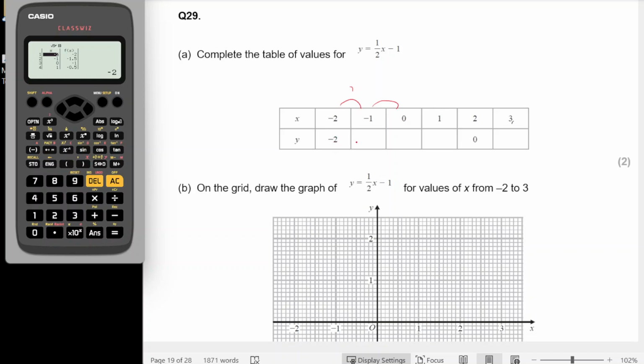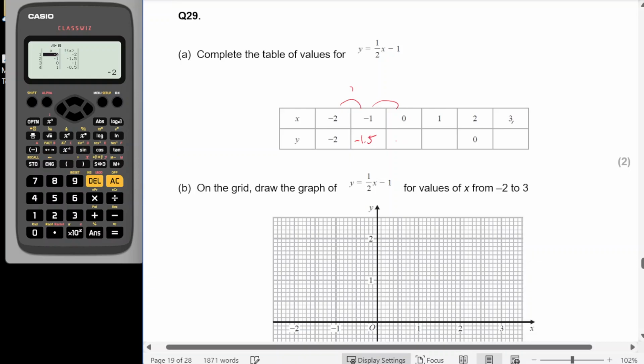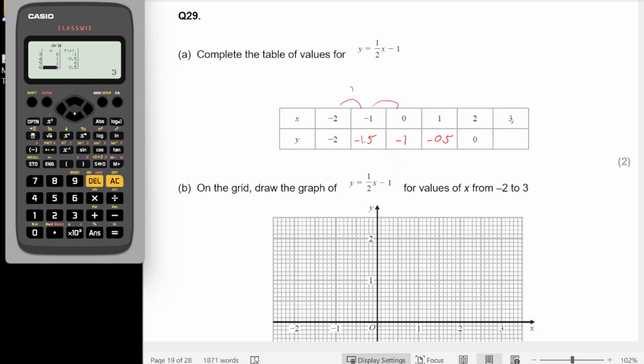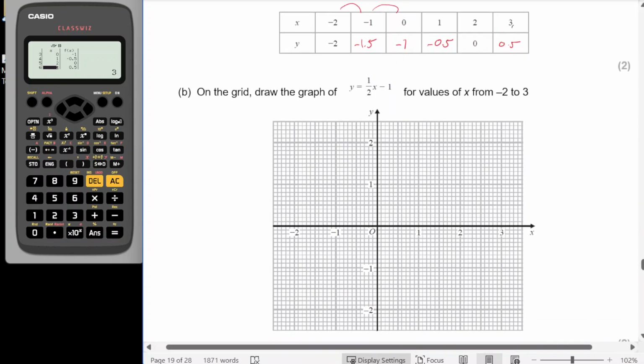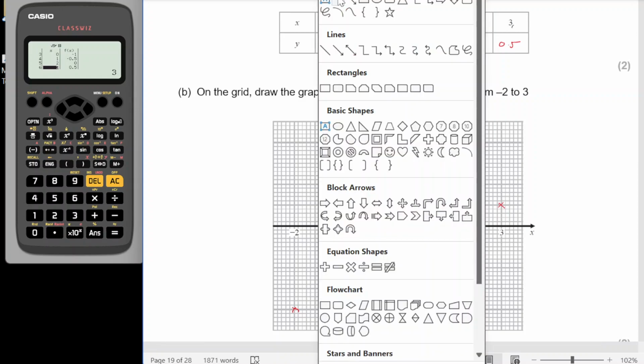First one is in there for me already, then I've got minus 1.5, then I've got minus 1, minus 0.5, 2 should be 0. If I go down to 2, we do have 0, and then 3 is 0.5. Right, on the grid, draw the graph of, so plot these values, minus 2, minus 1.5, minus 1, minus 1, 0, minus 0.5, 1, 0, and then 3 and 0.5. Join them up with a straight line, and then that's my graph.